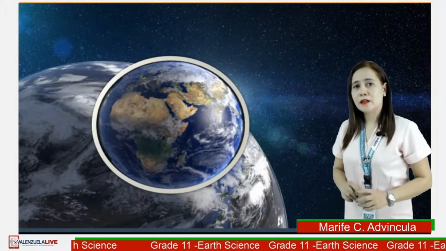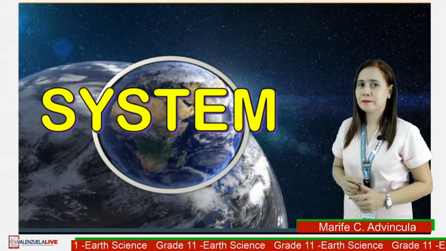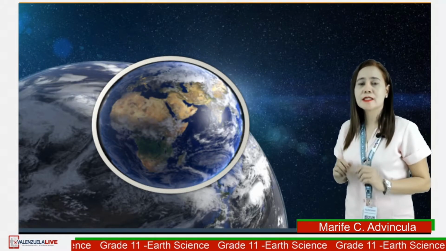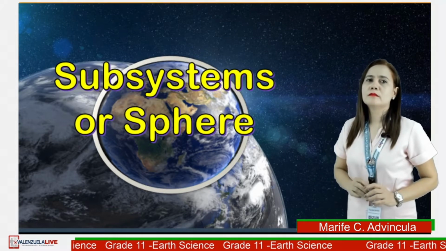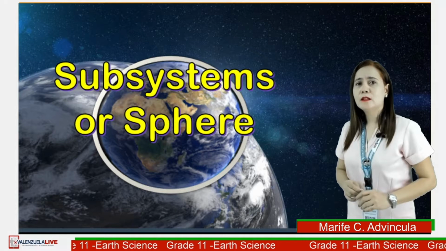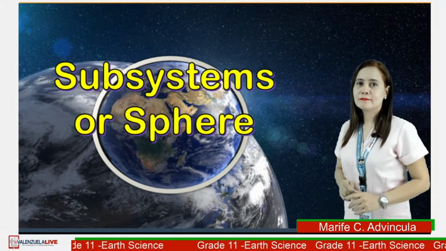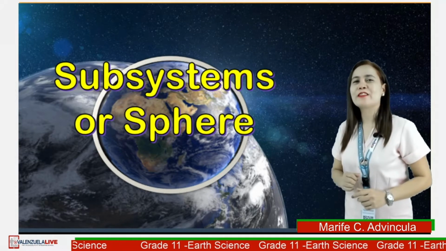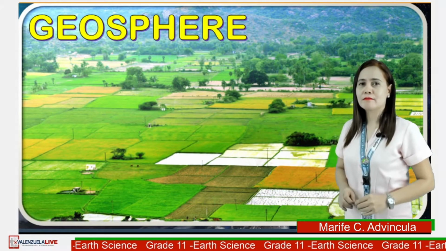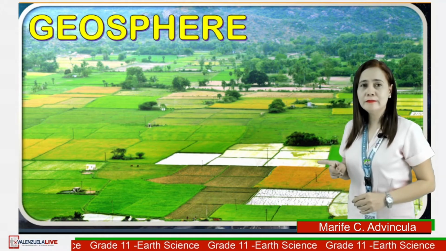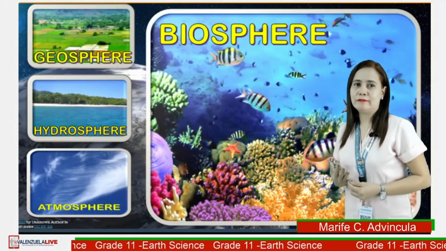The interacting parts that form a complex whole define a system. The interacting parts in Earth's system are called subsystems or spheres. Do you have any idea what the different subsystems of the Earth are? Yes, you got that right. Okay, there are 4 subsystems of the Earth, namely the geosphere, hydrosphere, atmosphere, and the biosphere.